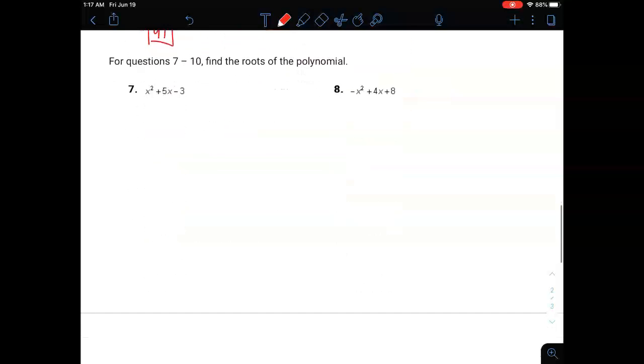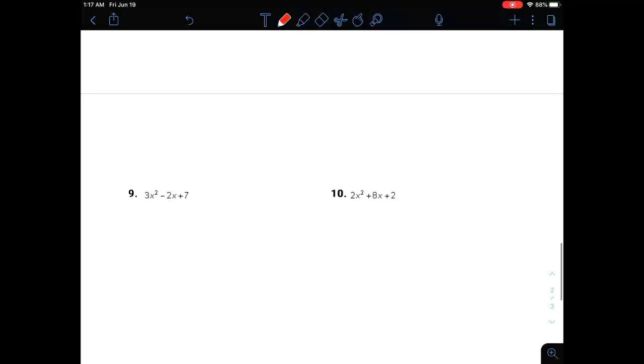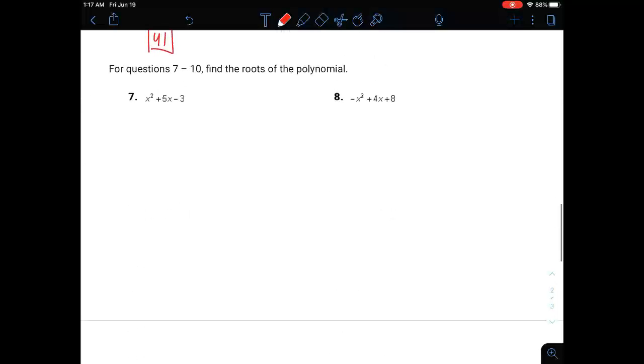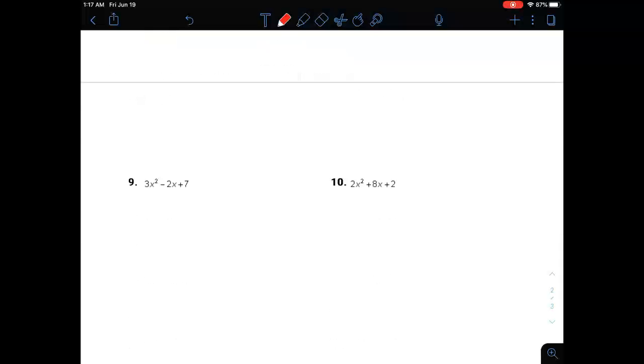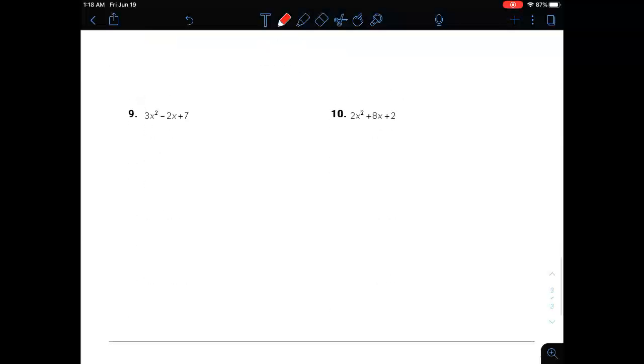All right, and then for 7 through 10, find the roots of the polynomial. So again, finding the roots is like saying finding the solution. All right, so we're going to follow the same process we've done for all of this. So let's go with, sure, we'll do number 9 here. We got to figure out what A, what B, and what C are. So A is 3, B is negative 2, C is 7.